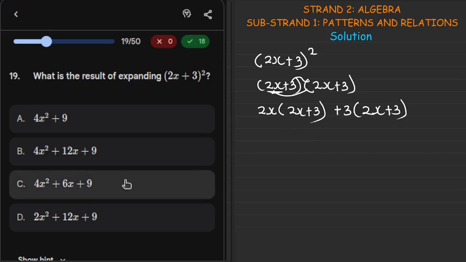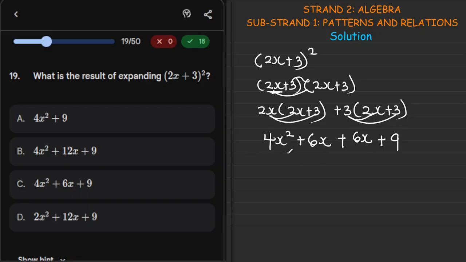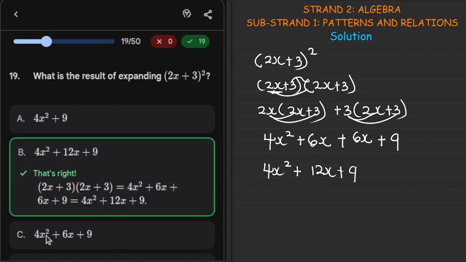So with this, we now open our bracket. 2x multiplies 2x, and then in that order, just as we have done. So 2x times 2x gives us 4x squared. 2x times 3 gives us 6x. And then 3 times 2x gives us 6x. And 3 times 3 gives us 9. Simplifying further, we have 4x squared, then plus 12x and plus 9. And that simply is our B over here. Very simple, right?